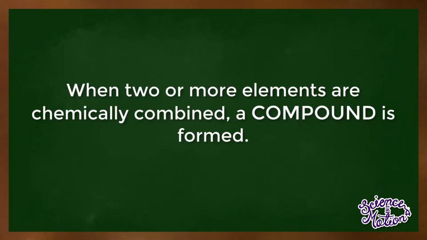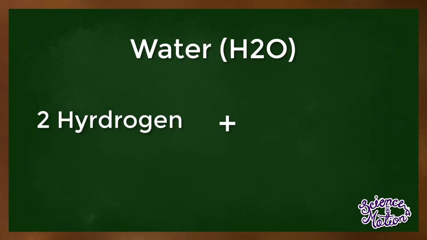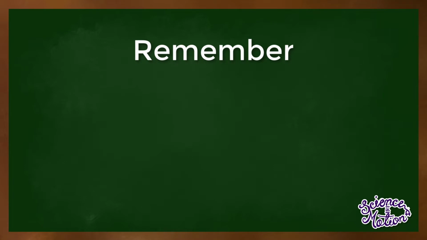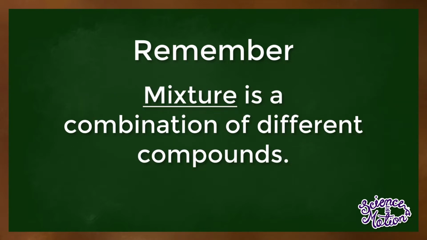When 2 or more elements are chemically combined, a compound is formed. Let's have water as an example. Water is a compound formed from the combination of hydrogen and oxygen. Remember that a substance is a combination of 1 or 2 elements or 1 compound, and a mixture is a combination of different compounds.